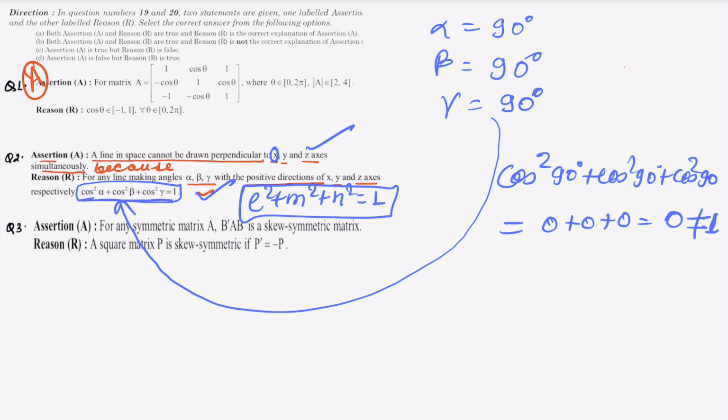So assertion and reason both are true, and reason is correct explanation of assertion. We cannot draw a line in a space that is perpendicular to all the three axes simultaneously because this relation will be violated. Getting the point? So here also the answer will be A.